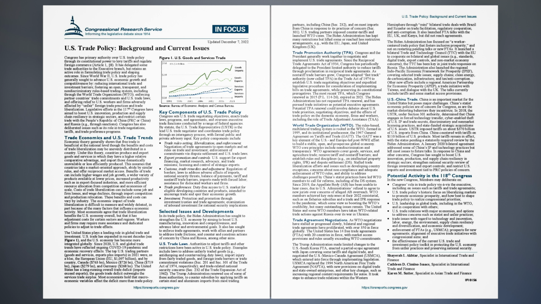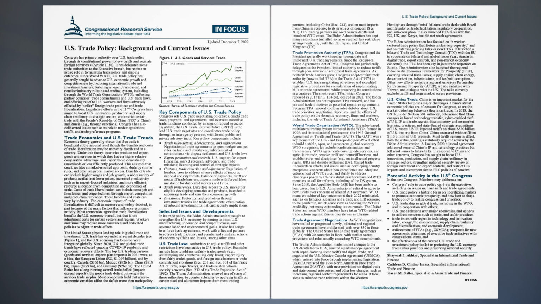U.S. trade laws. Authorities to adjust tariffs and other restrictions have been active in U.S. trade policy. Examples include laws to address unfairly traded goods, for example, anti-dumping and countervailing duty laws, import injury from fairly traded goods, and foreign trade barriers or trade commitment violations, Sec. 201 and Sec. 301 of the Trade Act of 1974, respectively, and trade-related national security concerns, Sec. 232 of the Trade Expansion Act of 1962.